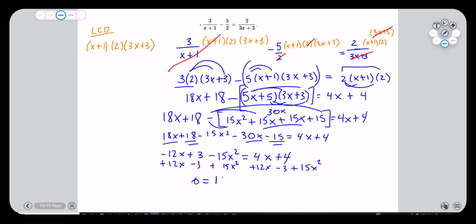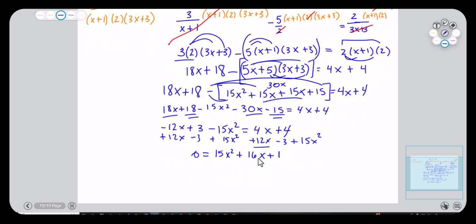So I have 15x squared, right here I have plus 16x, and then plus 1 equals 0. Now, I don't know about you, but I don't really see a way to factor this. So I am going to throw this into the quadratic formula.